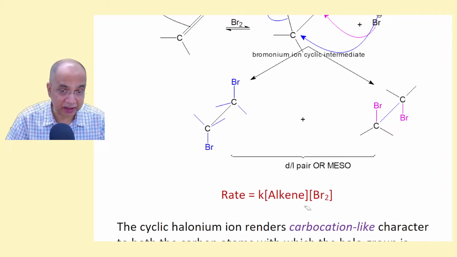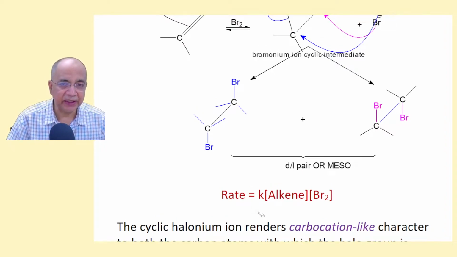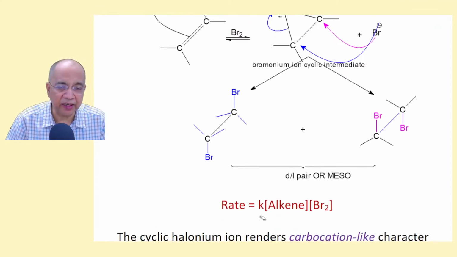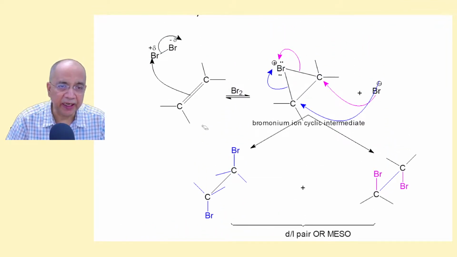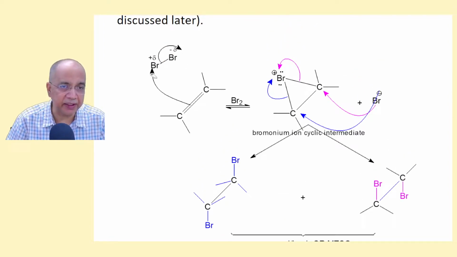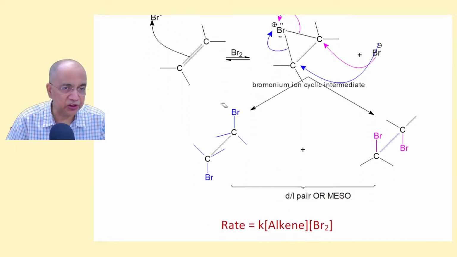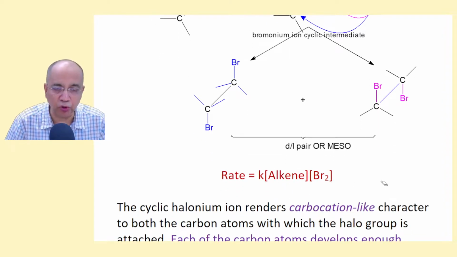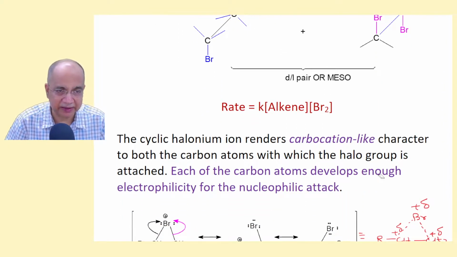And yes, usually the rate, in a simplified manner, we can write rate is equal to K into the alkene concentration multiplied by the halogen concentration. So it is a second order reaction. Overall, the order is second.